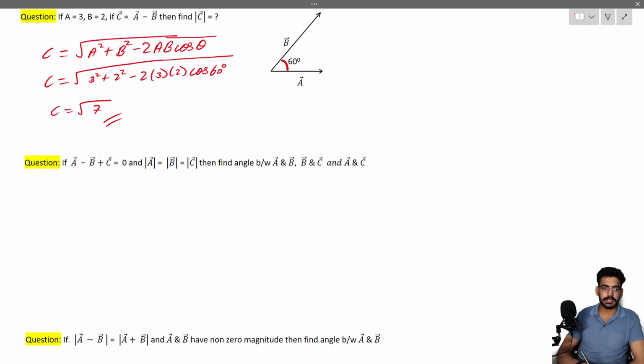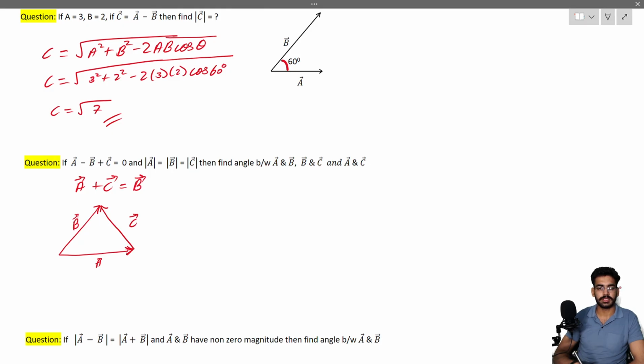First of all, directly, A vector plus C vector equals B vector and the magnitudes are equal, so I can apply the triangular law. Here, A plus C, let's say this is your A and this is your C, which is equal to B, so this is your B side. The magnitudes are equal, so all the angles are going to be 60 degree.